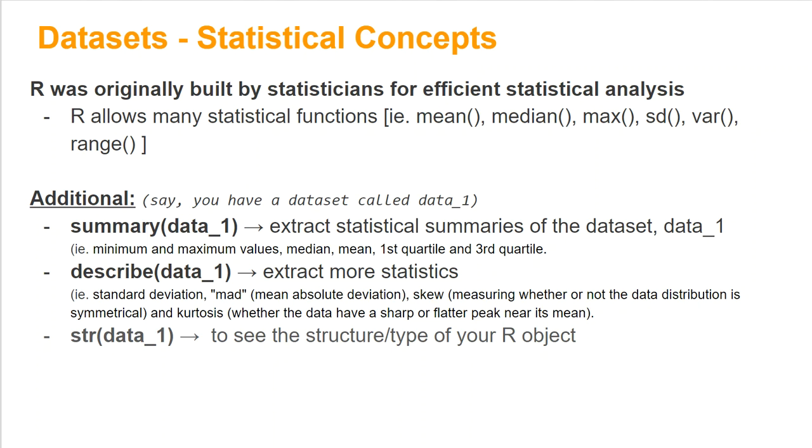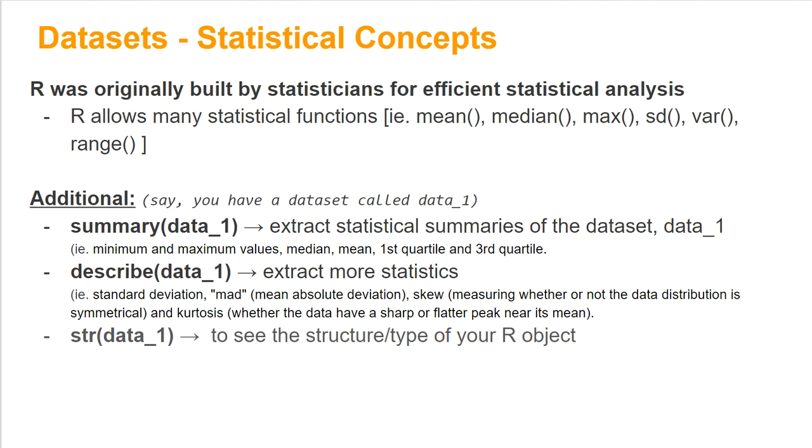Next up, statistical concepts. R was originally built by statisticians for efficient statistical analysis. R allows many statistical functions such as using R functions like mean, median, max, standard deviation, variance, and range. There are quicker R functions that one can use as well. If you recall from the previous example, we assigned a CSV file from the internet to stock data. In this example, let us assume that we have a dataset called data_1. When we call summary of data_1, we extract statistical summaries of the dataset such as minimum and maximum values, median, mean, first quartile, and third quartile.